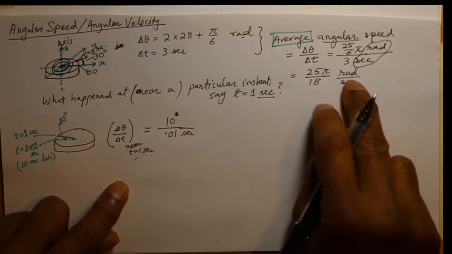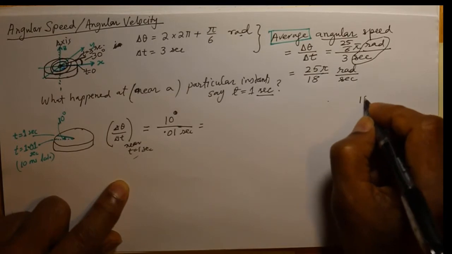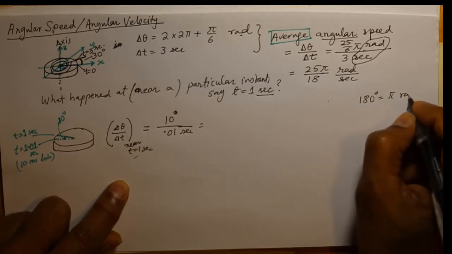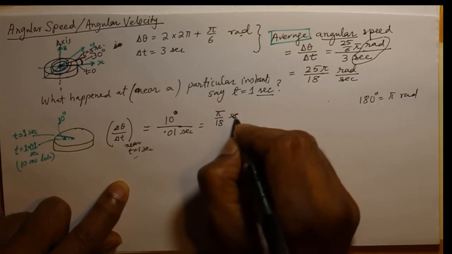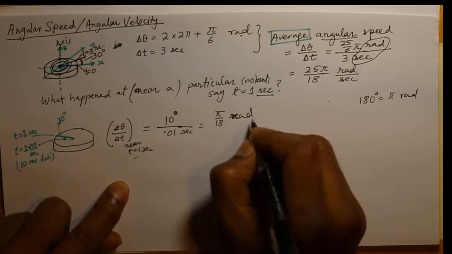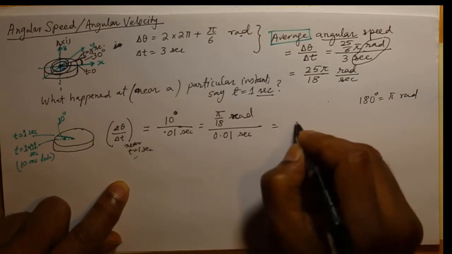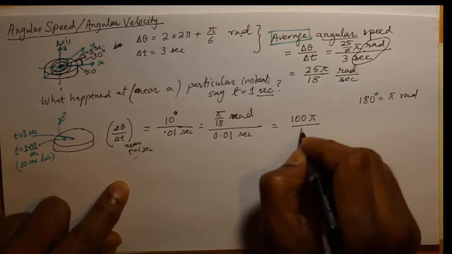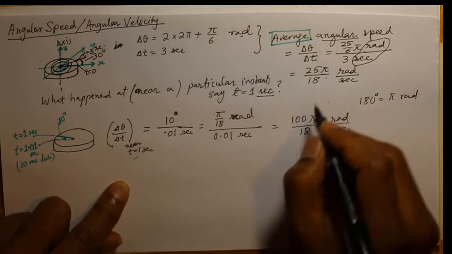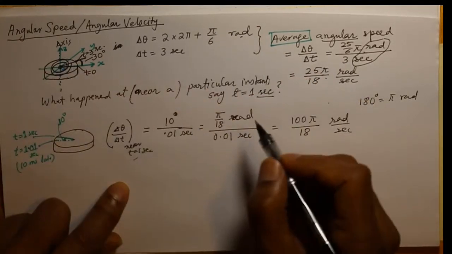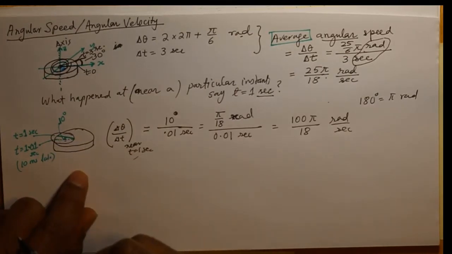Well, I want to write down the same unit. 180 degrees is pi radian, so 10 degrees is pi over 18 radian, and it is 0.01 second, so this will be 100 pi over 18 radian per second. Very different than that, but that one is an average of what happened, and this is telling me what's happening around here.